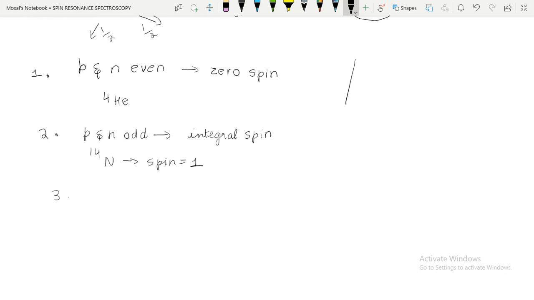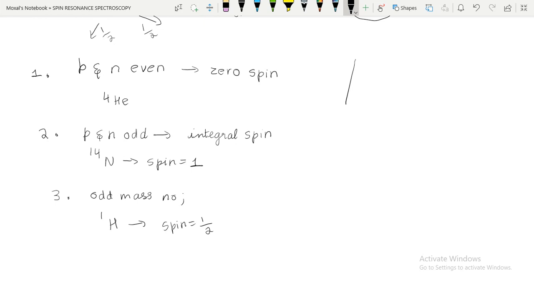Another rule is: nuclei with odd mass number have half integral spin. So for odd mass number, the simplest example is hydrogen. This hydrogen has nuclear spin half. It consists of only a proton. So these are empirical rules.